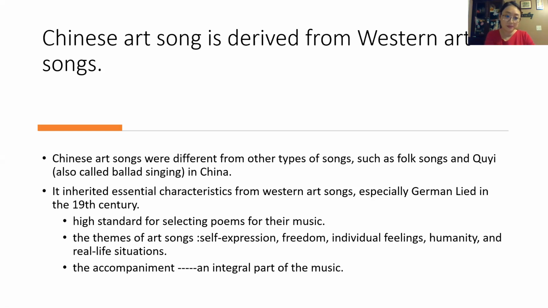And secondly, the themes of art songs included self-expression, freedom, individual feeling, humanity, and real-life situations. And third, the accompaniment was no longer a supplement to the voice, but an integral part of the music. For example, when you hear 大江东去, there is a very long interlude expressing the piano figure as a very important part of the music. Its functions include setting the atmosphere, expressing the theme, and uniting all sections of the song.